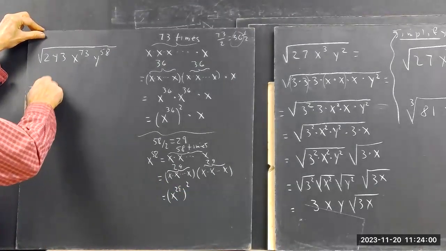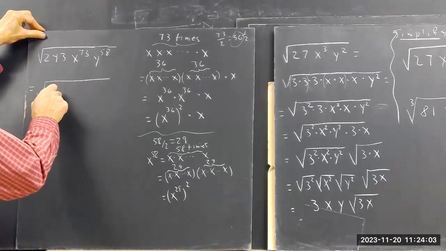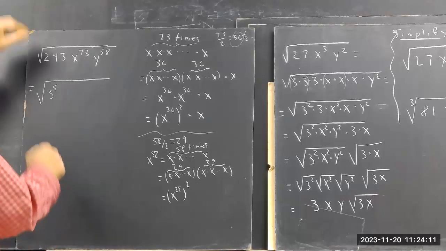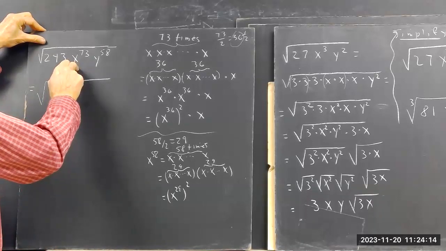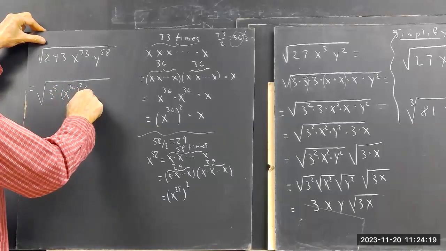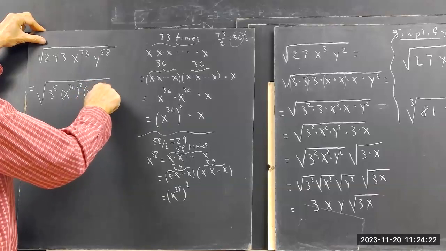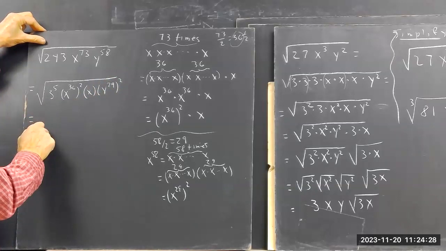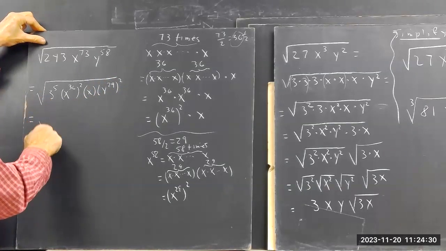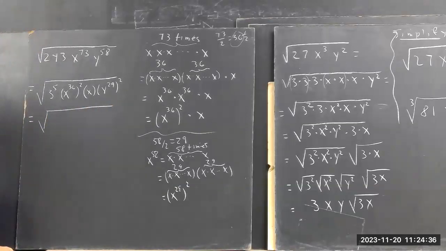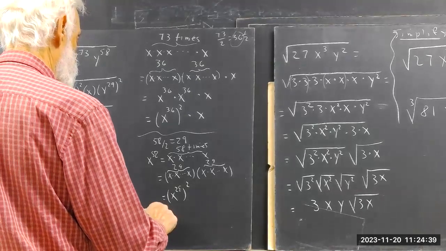243 is 3 to the 5th. And then x times x to the 73rd, which is x to the 36th squared times x, times y to the 29th squared. Now 3 to the 5th would be 3 to the 5th.